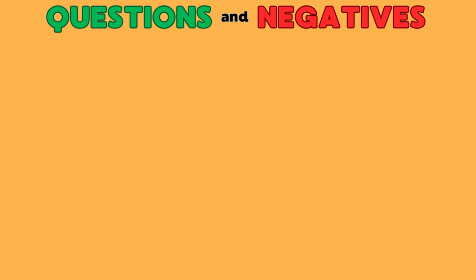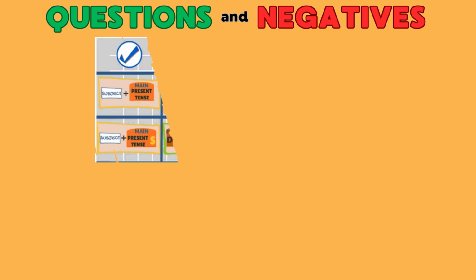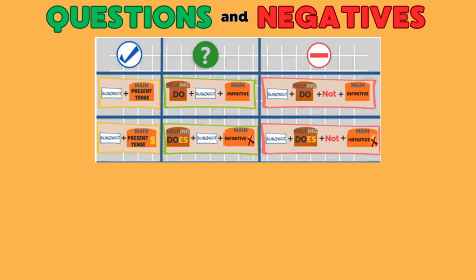Questions and negatives. As a rule, helping verbs help to ask questions or make negatives. To ask questions or make negatives in present simple, we use the forms of the helping verb to do. For the question, we add the form of the helping verb to do before the subject. For the negative, we add the form of the helping verb to do and not after the subject.